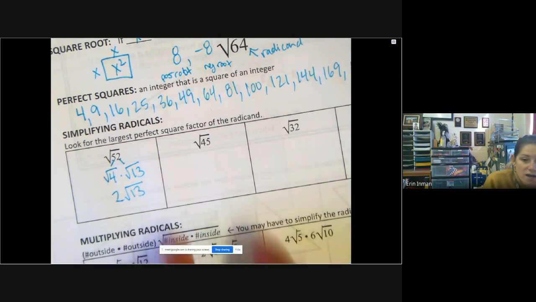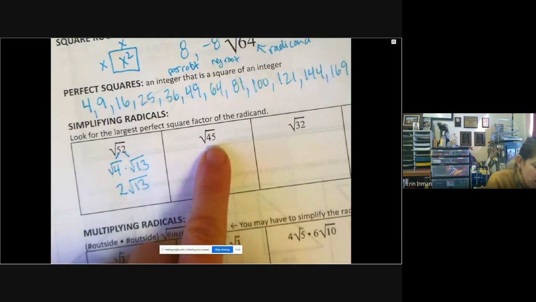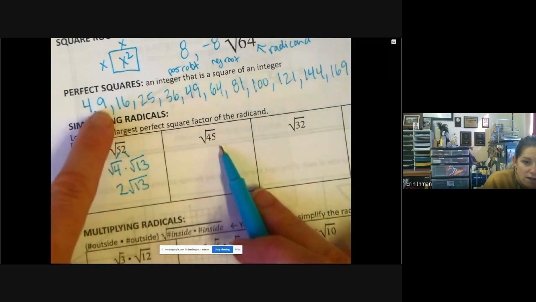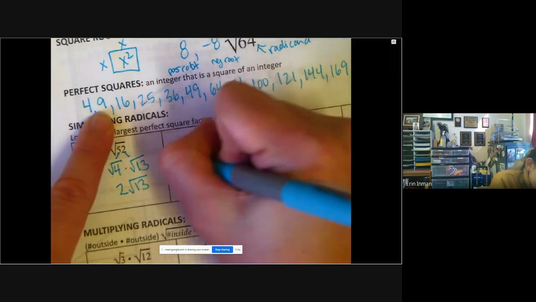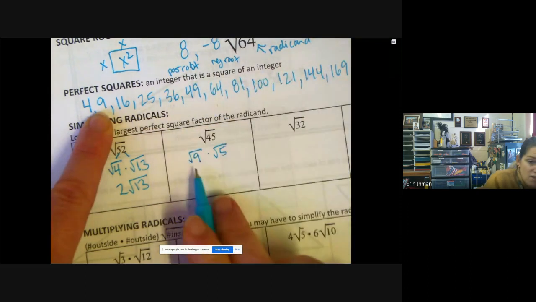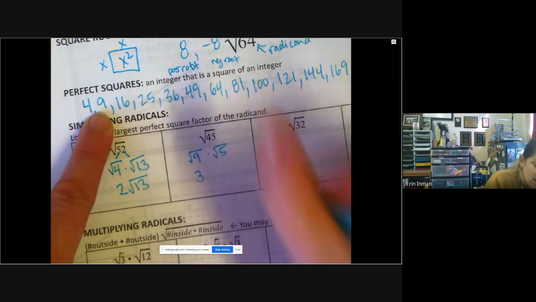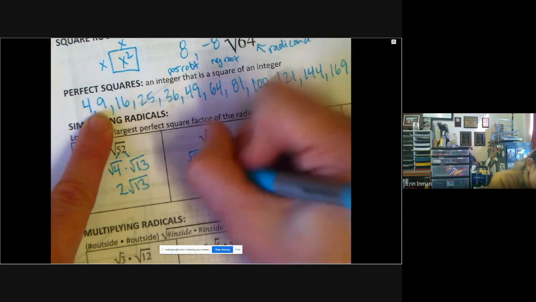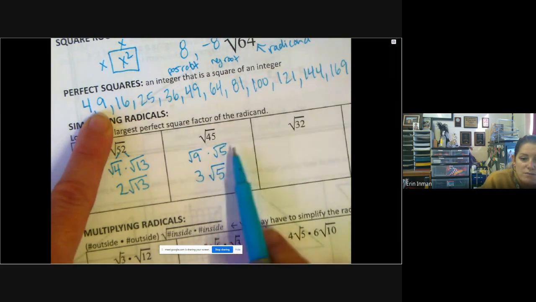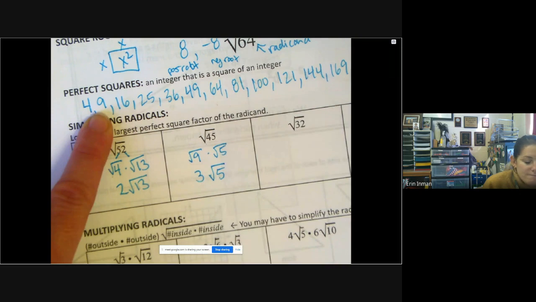All right, so I've got a couple common ones here. 45, hopefully you recognize that 9 and 5 make up 45. Those are factors. The square root of 9, it's a perfect square. That's 3. I cannot take the square root of 5, so it stays under the radical. So 3 times the square root of 5. This is the simplified version of the square root of 45.